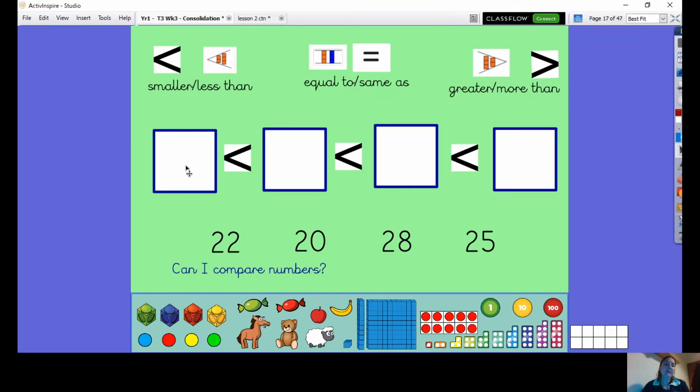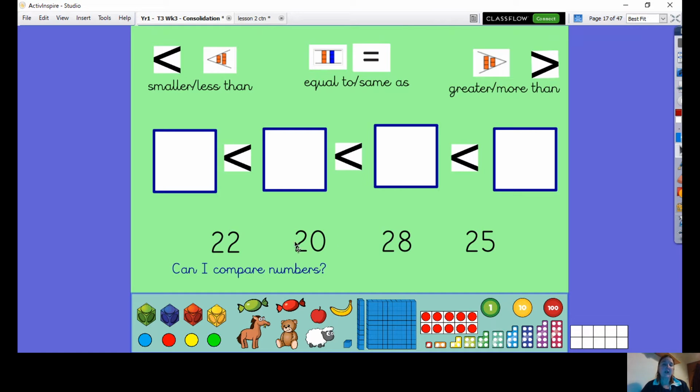So we need to put a number in here. So we need to say something is smaller than something. Something is smaller than something. Something is smaller than something. And if you notice down here, all my numbers start with 2. So all 2 10s. So I'm going to look at the 1s. So I've got 5 1s, 8 1s, 0 1s, and 2 1s. So I've got the numbers 22, 20, 28, and 25.